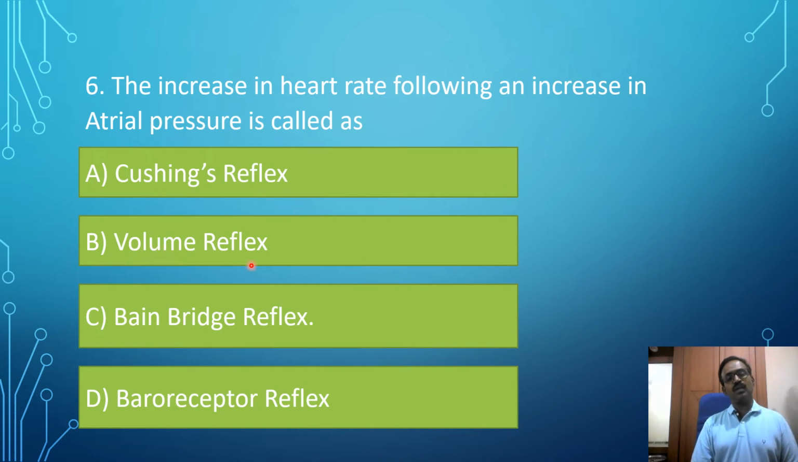Option B, volume reflex. Volume reflex is the increase in blood volume associated with a decrease in ADH, antidiuretic hormone, and a decrease in angiotensin 2 and an increase in atrial natriuretic peptide. This is the volume reflex. This is the wrong answer. Option C is the Bainbridge reflex. Atrial stretching during intravenous administration of saline increases the heart rate, which is the Bainbridge reflex. So this is the correct answer.